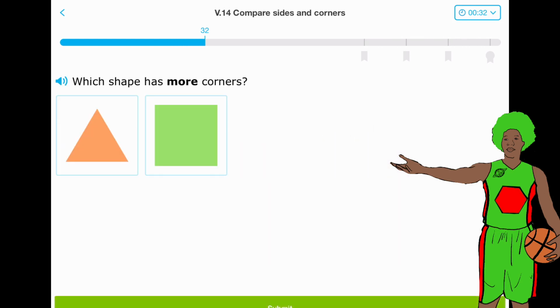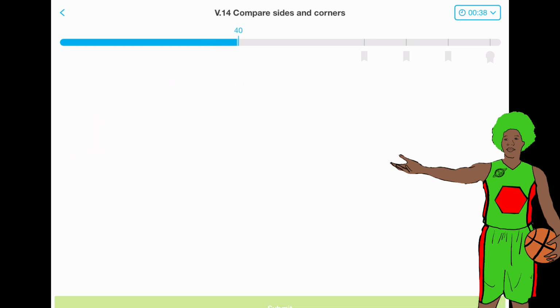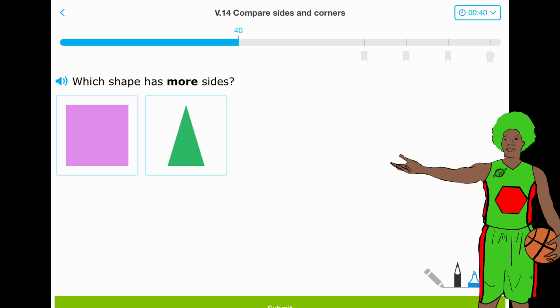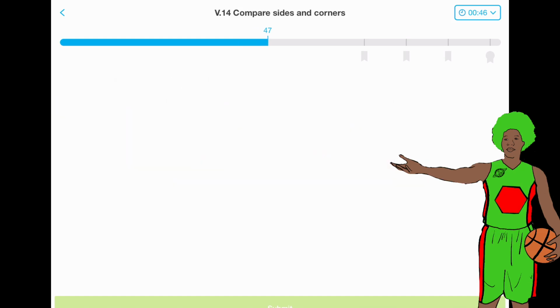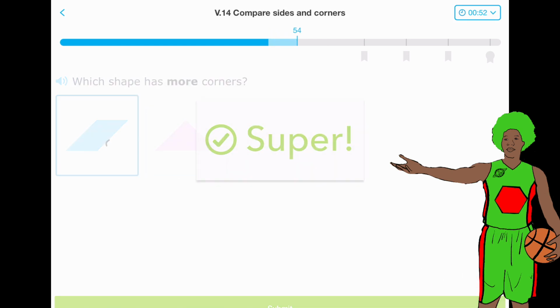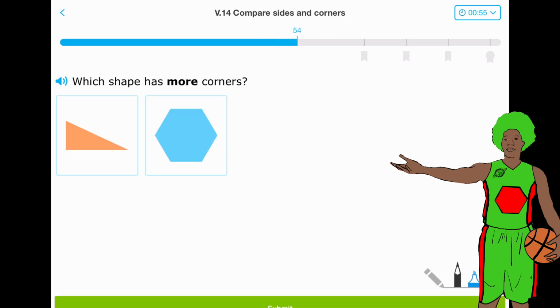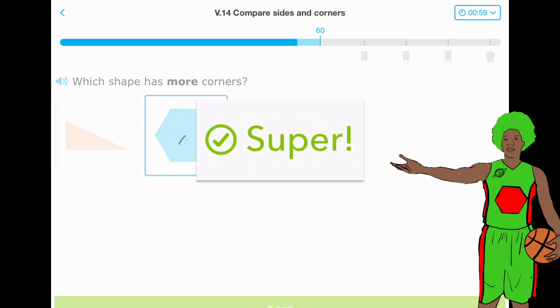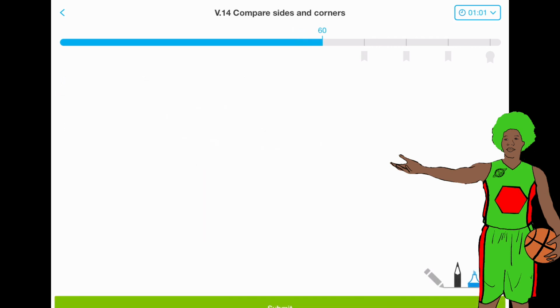Which shape has more corners? 1, 2, 3, 4. The square. Woohoo! Which shape has more sides? The square. Which shape has more corners? The parallelogram. Which shape has more corners? Hexagon. Okay, we're almost back where we were.